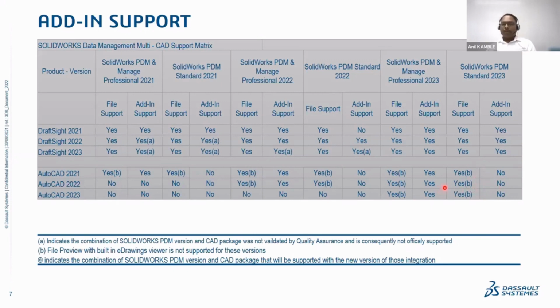For example, for the file support, if you see AutoCAD is yes, but then in brackets it's B, which says that the file preview with the built-in drawing viewer is not supported for this version. So if a user would like to work upon a drawing and is not able to see the preview, it again impacts the task of the users, right? That's what the support matrix says.